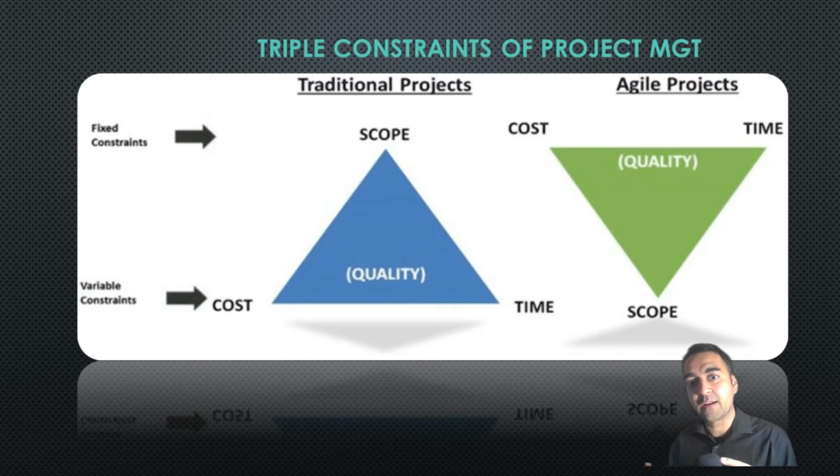And if you look at the agile project, it just switches the triangle and meets the reality, because in reality we can make scope variable but the cost and the time remain fixed.